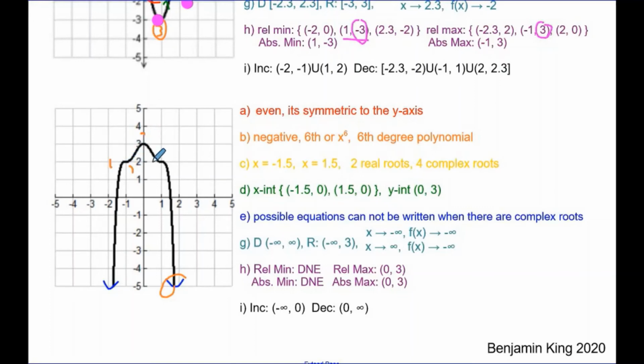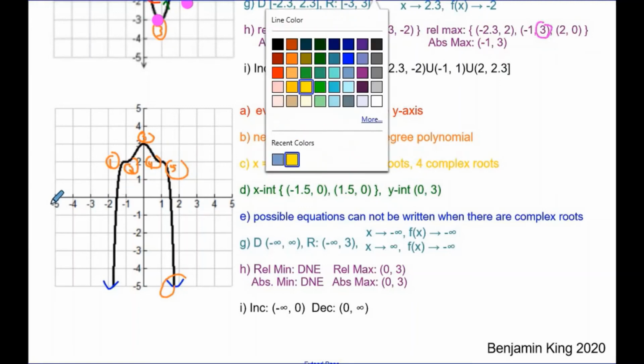That's 1, 2, 3, 4, 5. And so the rule is you count the number of turns, right? And then you add 1. So we have 5 turns. That would be a 6th degree polynomial. Then we look at the zeros, okay?